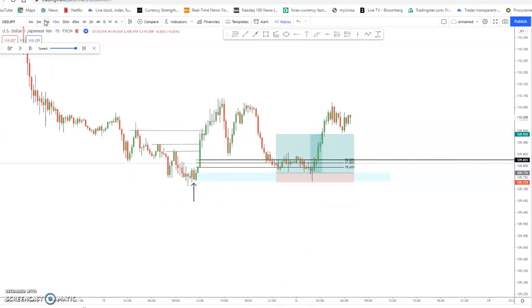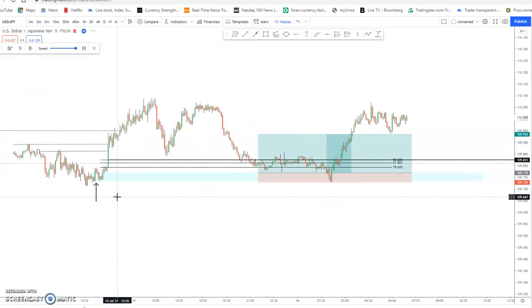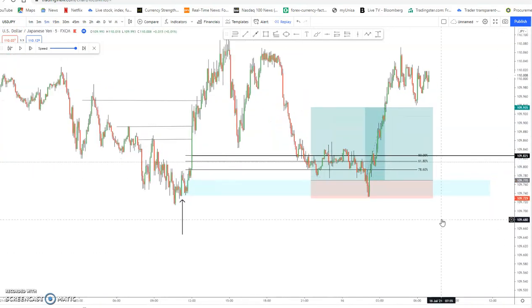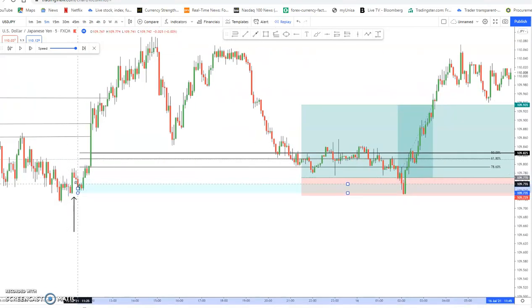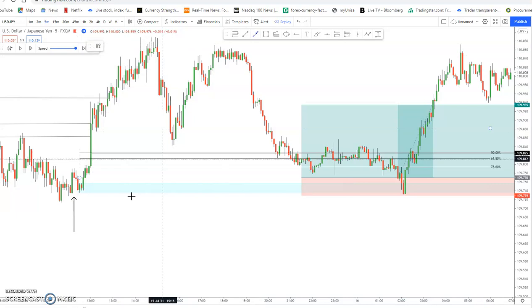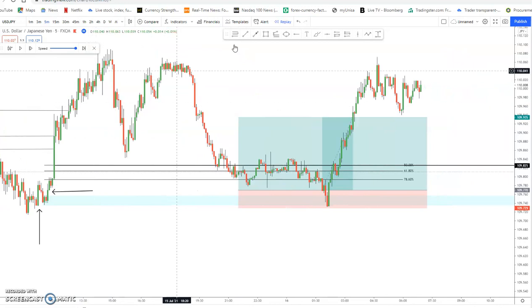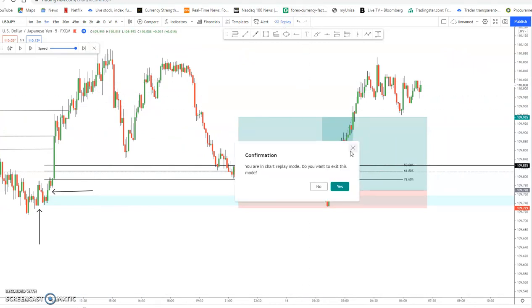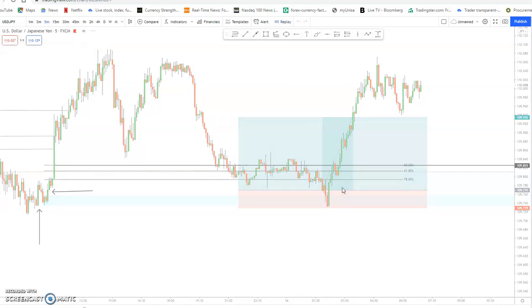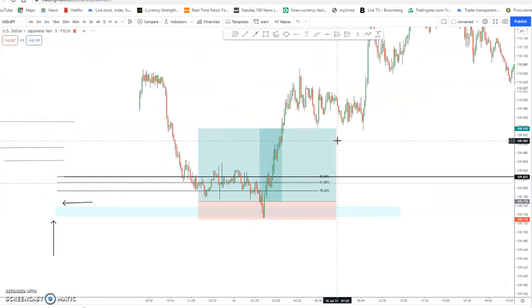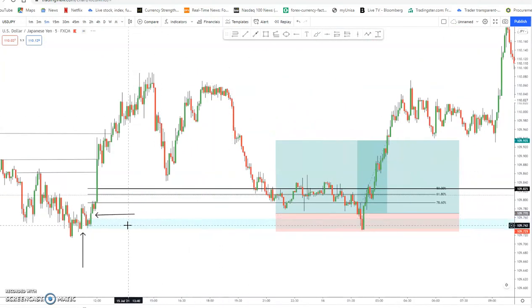You could actually refine this. Identify your 15-minute OB. If you had to refine this, you can actually see this bearish candle. We have imbalance there. Okay, there's your imbalance. Refined 5-minute OB.